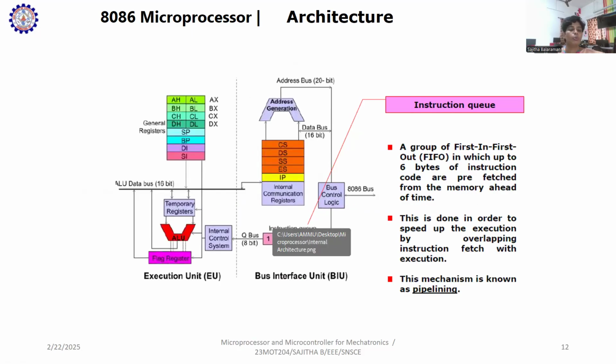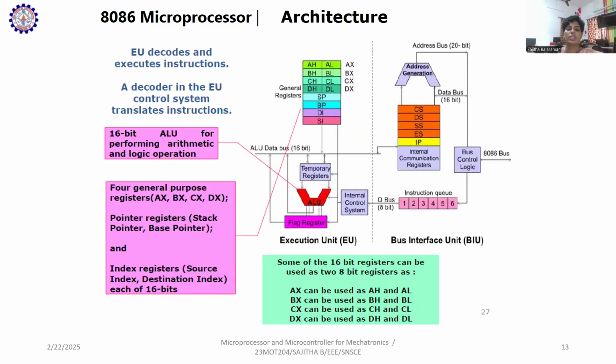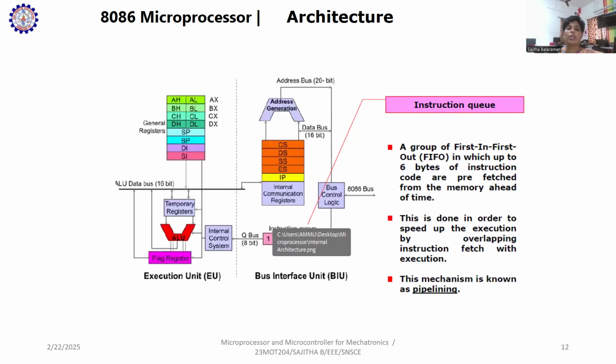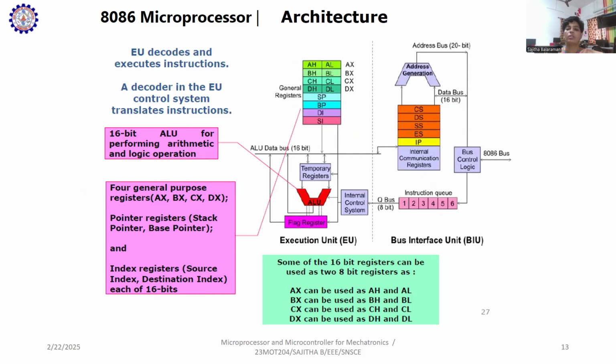Now moving to the instruction queue. This is very, very important because the instruction queue helps in taking care of the pipelining of the instructions. Pipelining of the instructions means that while one instruction is being executed, the other instructions are simultaneously being fetched into the queue.